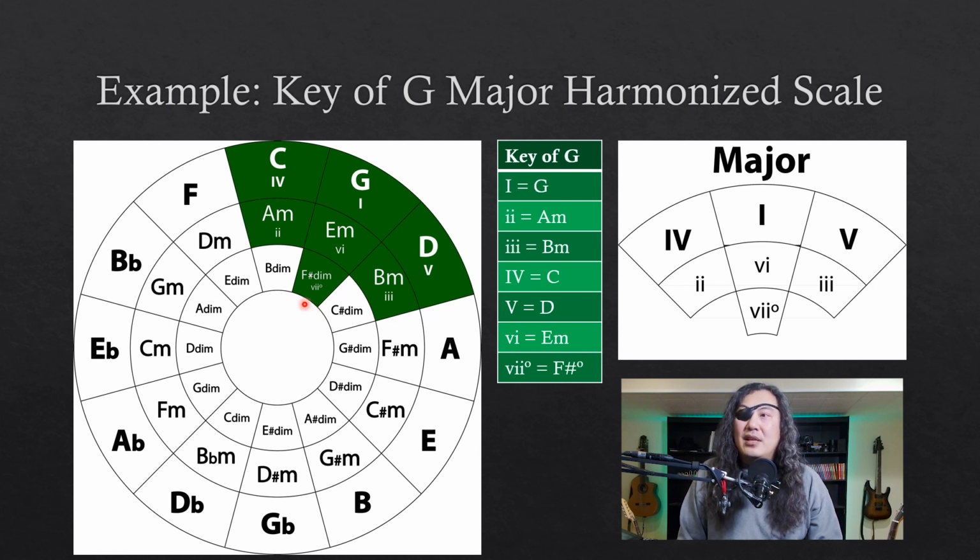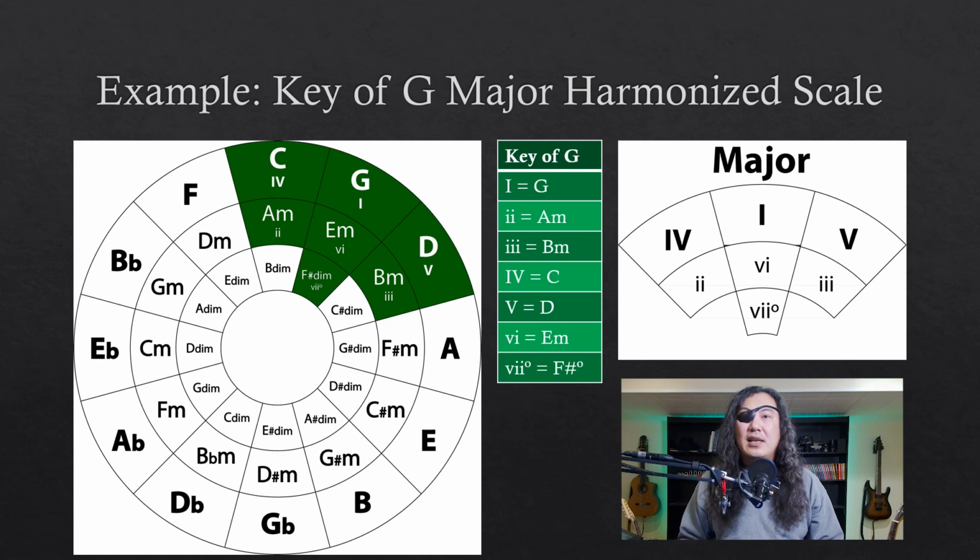And you can see that it corresponds exactly to the harmonized scale that we built out manually earlier in this tutorial. G is our 1, A minor is our 2, B minor is our 3, C is our 4, D is our 5, E minor is our 6, and F sharp diminished is our 7.